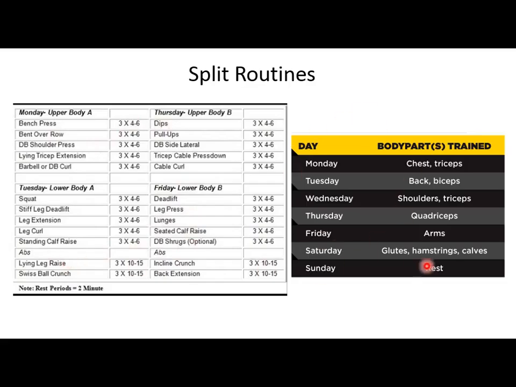Over here, there's even more concentration, where you can fit in even more work, more physical work, more volume. So split routines definitely do have a place. It allows you to sometimes move a little bit more efficiently through the week.